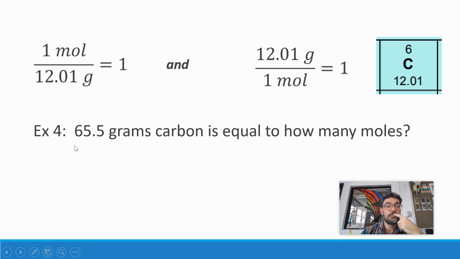So here's a question. If we have 65.5 grams of carbon, how many moles would that be? So I'd like to challenge you to just try it out. See if you can figure out the right conversion factor to use. Punch it into your calculator and see what you come up with. So pause the video, pause me, see if you can get to the right answer, and then you can verify with the work that I'll show you on my screen in just a second.